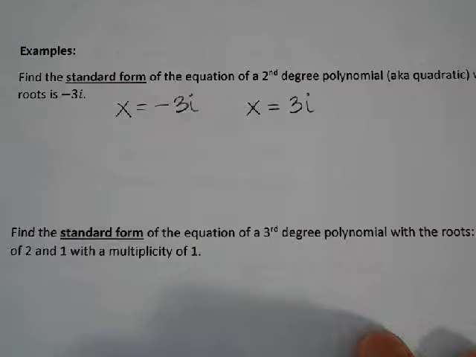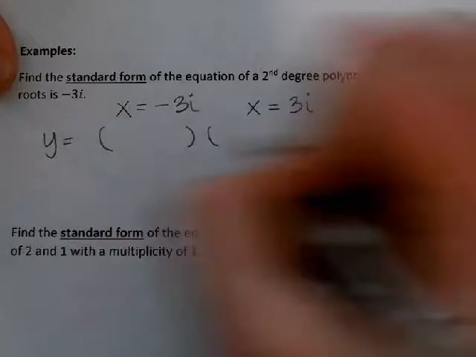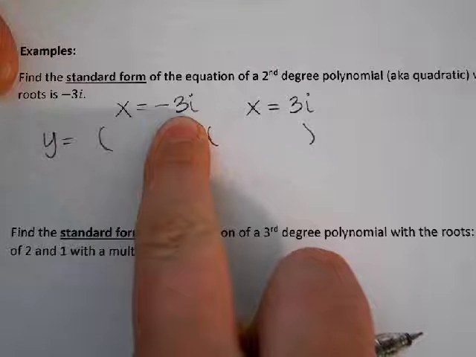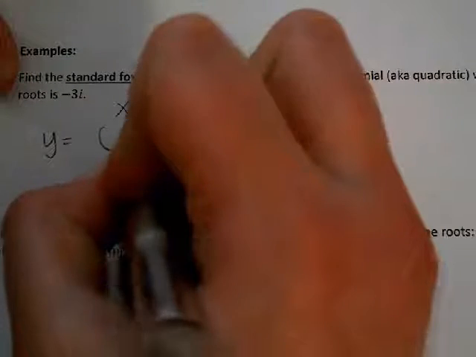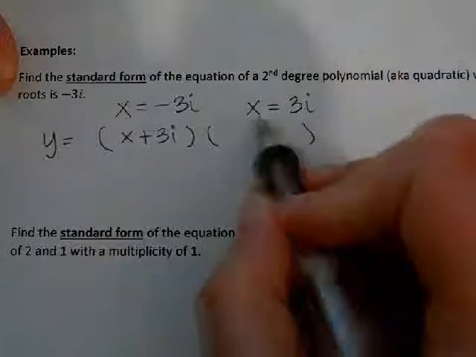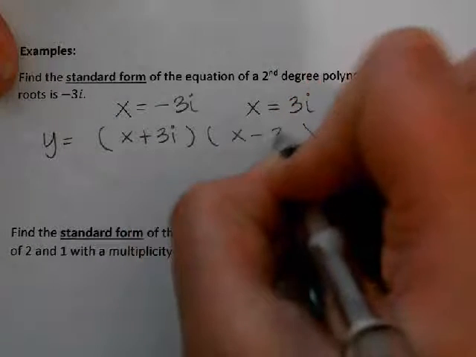All right, so we got y equals, and then we got parentheses, parentheses. So if my first answer is negative 3i, what should go in the parentheses? x plus, right, we do the opposite sign, plus 3i. And then if the other one is positive 3i, what should go in the parentheses? Minus, perfect, x minus 3i, okay? And so now we FOIL.